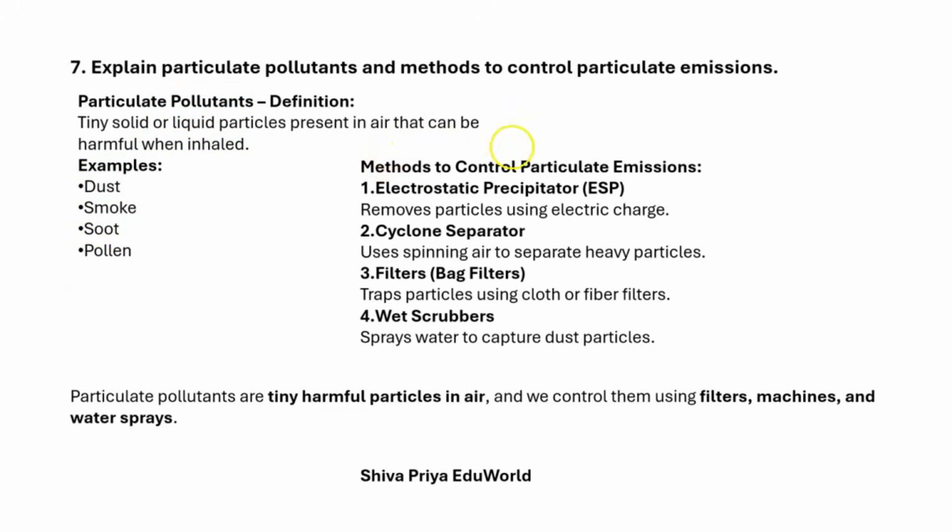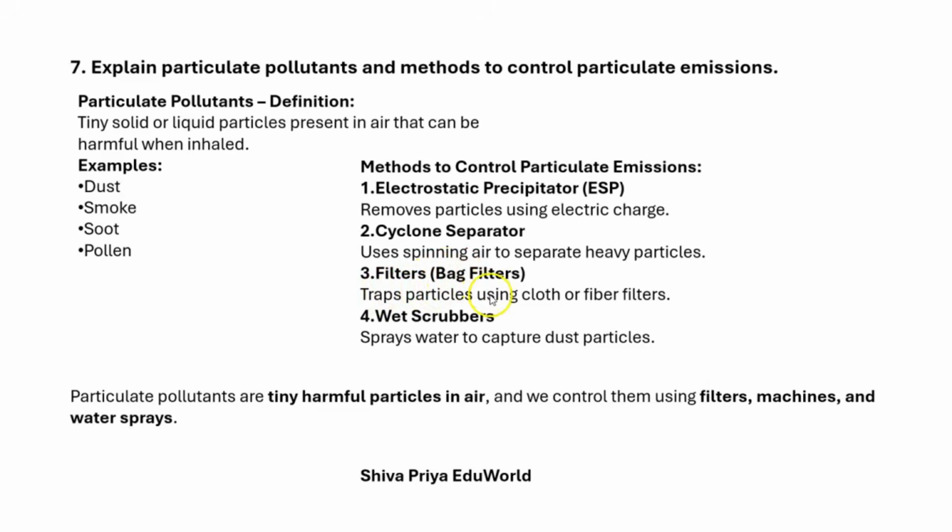And there are some methods to control particulate emission. The first one is electrostatic precipitator, and then cyclone separator, filters, those are bag filters, and wet scrubbers. These are all the methods to control particulate emission. Here, electrostatic precipitator means it will remove the particles using electric charge. That is why it is called electrostatic. And cyclone separator uses spinning air to separate the heavy particles present in the air. Filters, we use filter bags.